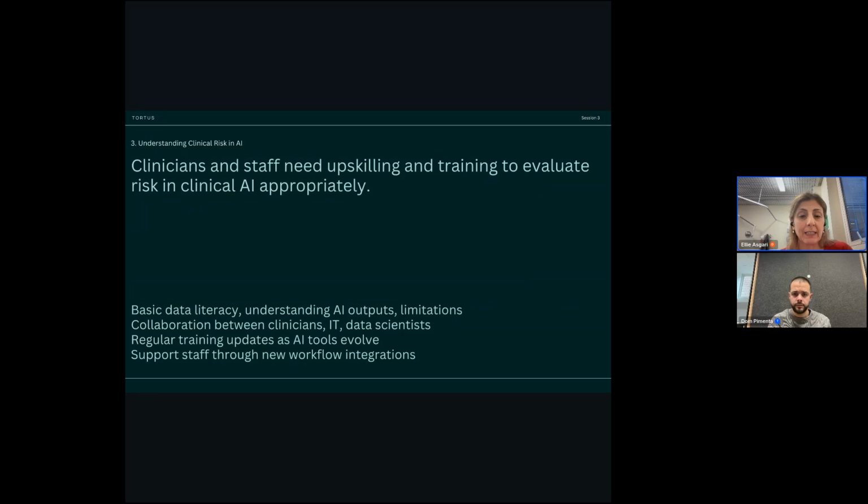It's very important that there is collaboration between the data scientists and IT people, and regular training, because these AI tools are constantly updating. Things are changing so fast, it's really hard to keep up. So it's really important that regular updates happen.